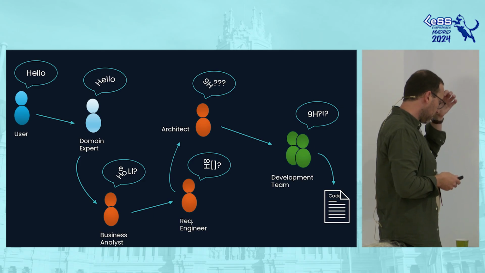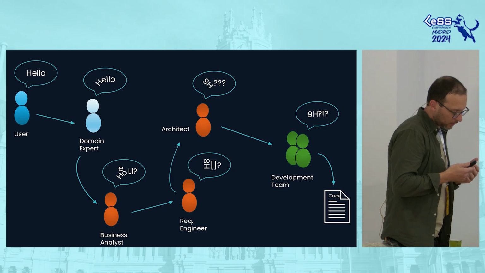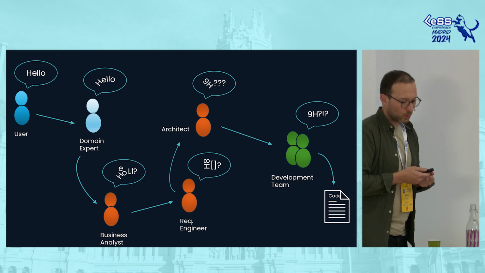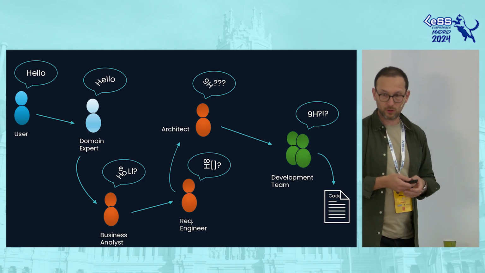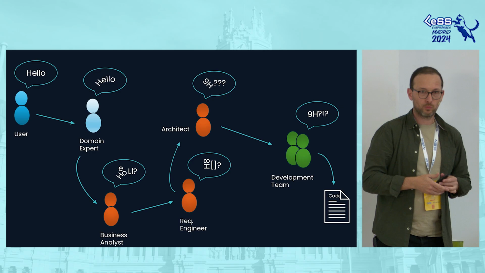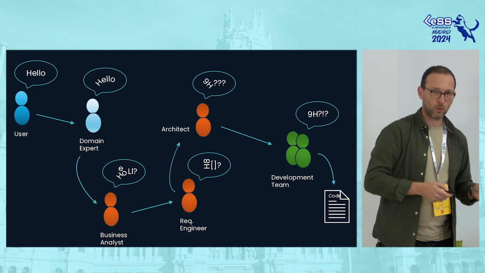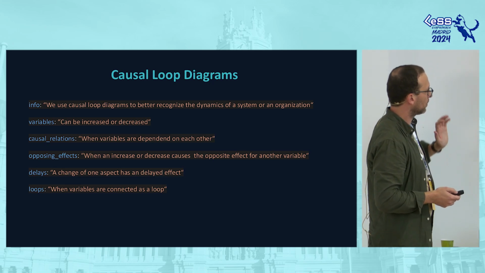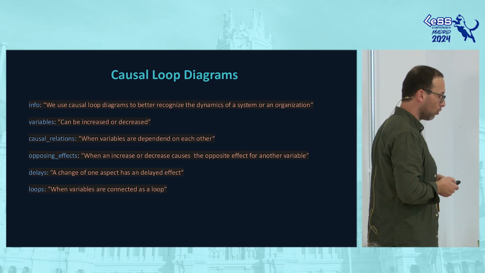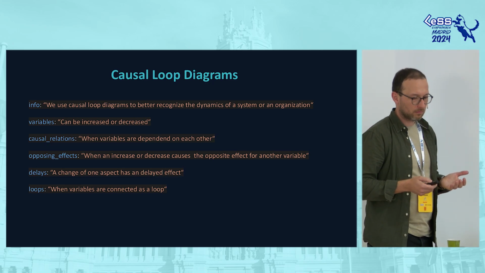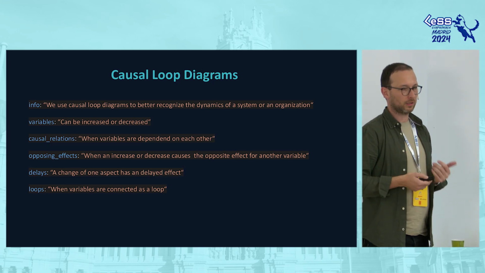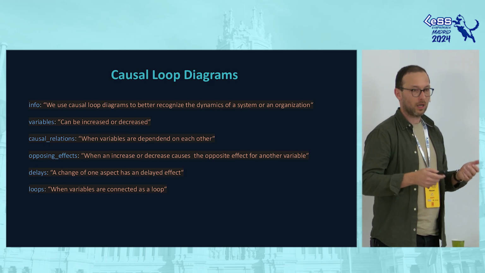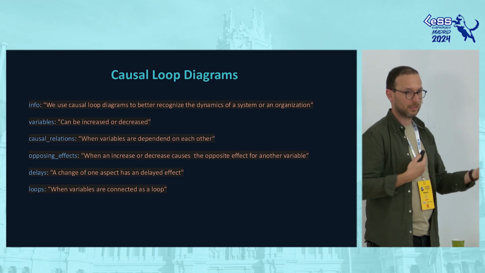And with that, we started to think about our situation. And we said we want to use causal loop diagrams for that. Who knows what causal loop diagrams are? Quite a lot, but let's jump through it. We use causal loop diagrams to better recognize the dynamics of a system or an organization. I would say that's a good fit for us because we wanted to better understand the dynamics in the group, what is happening when, and for which reason, and what are the causalities.